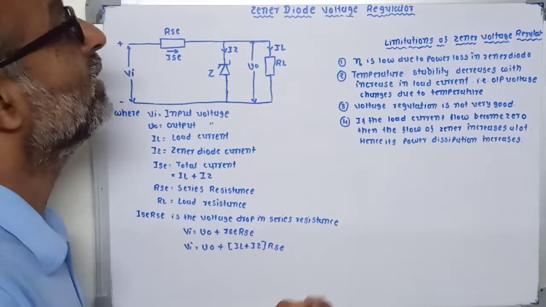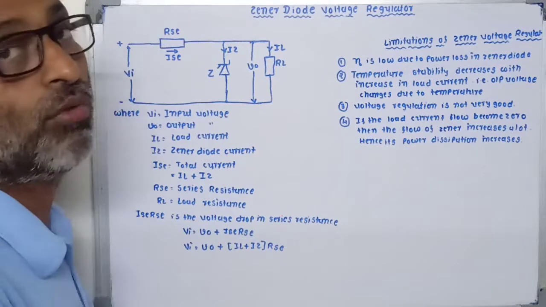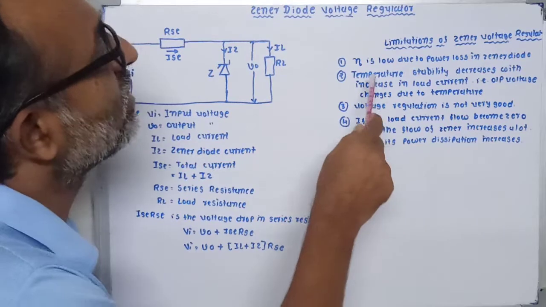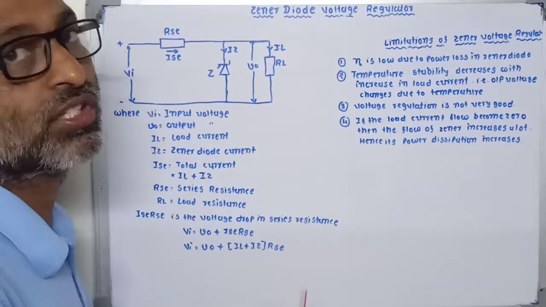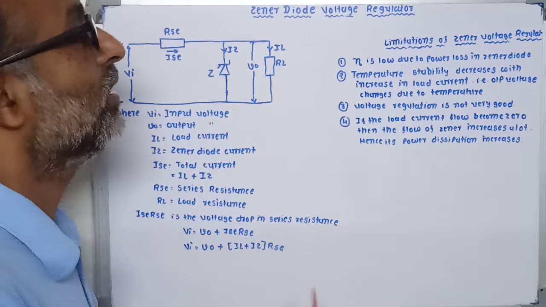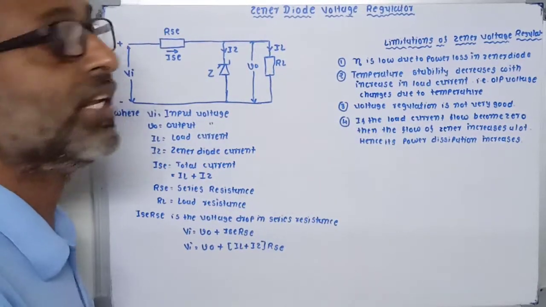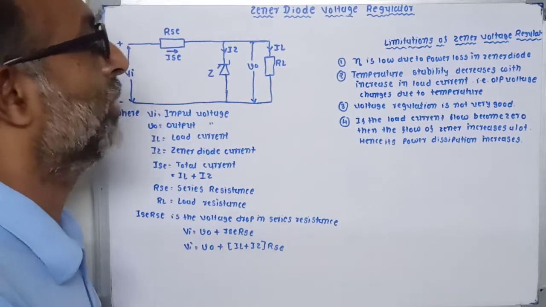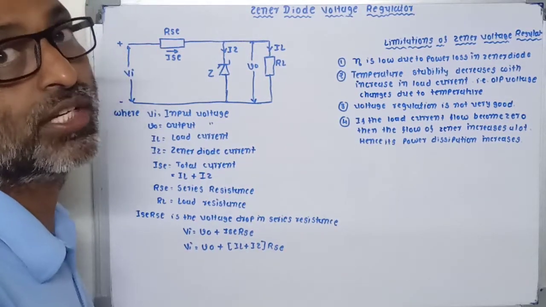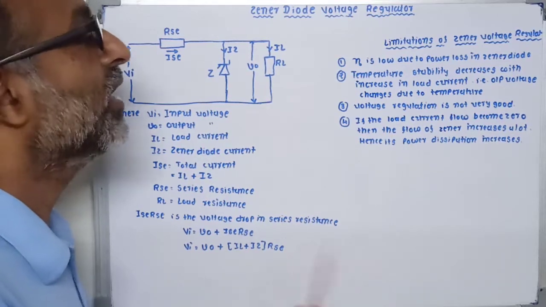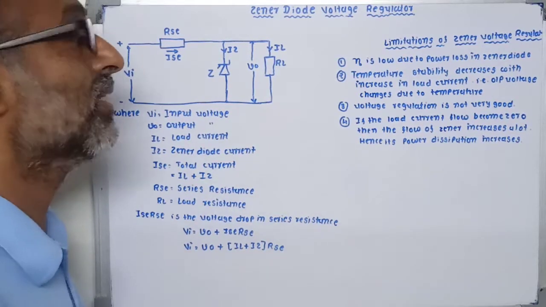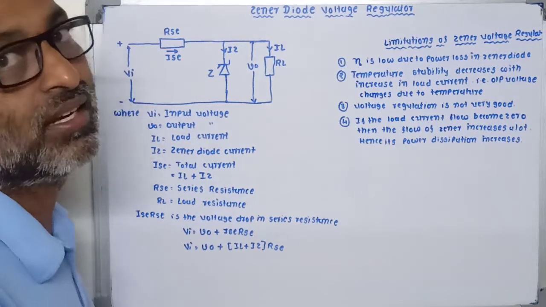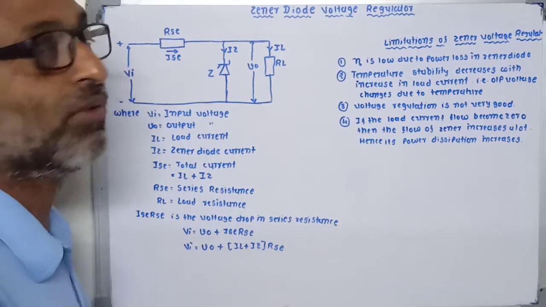Now there are some limitations of the Zener voltage regulator. First, the efficiency is low due to the power losses that occur in the Zener diode. Second, the temperature stability decreases with increase in the load current. That means output voltage changes due to the temperature. Third, voltage regulation is not very good. Fourth, if the load current becomes zero, then the current in the Zener diode increases a lot. Hence, its power dissipation increases.